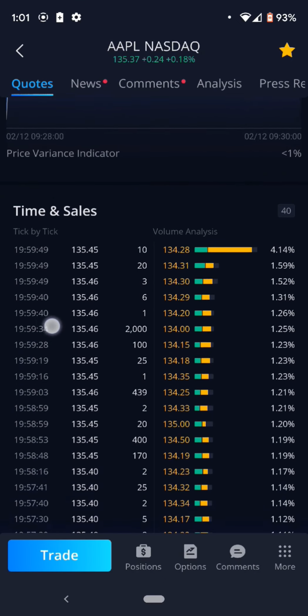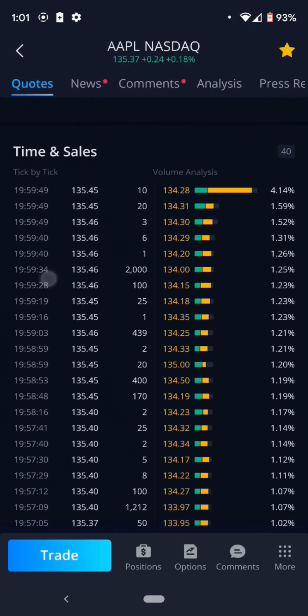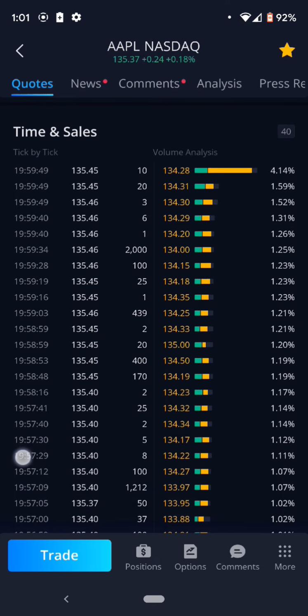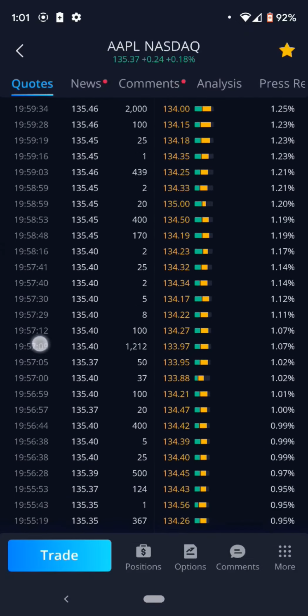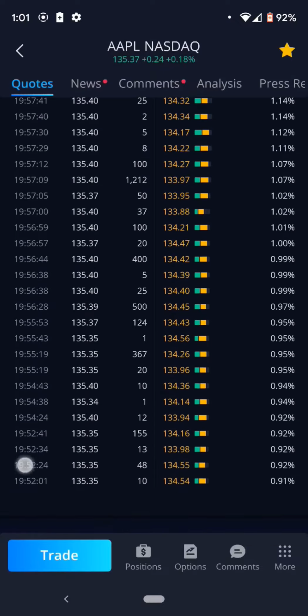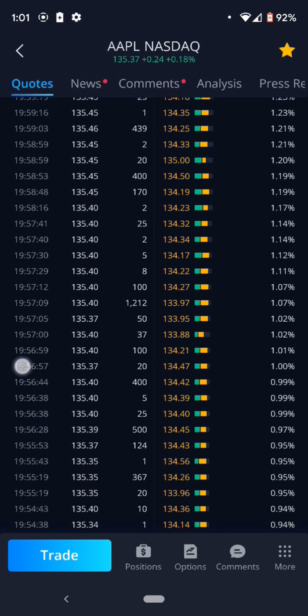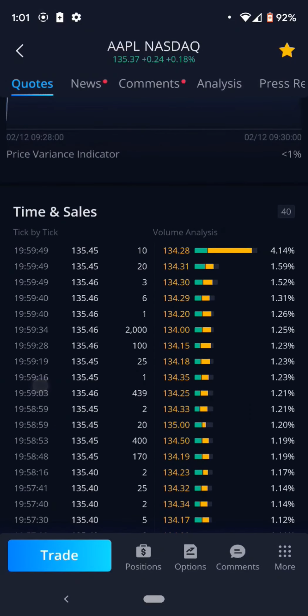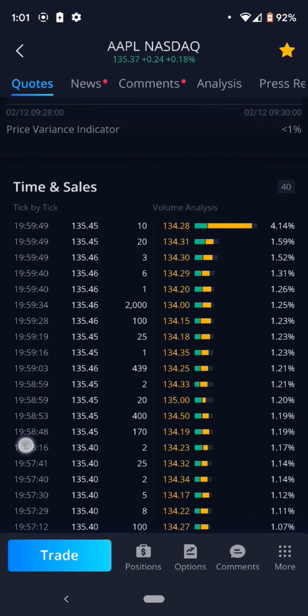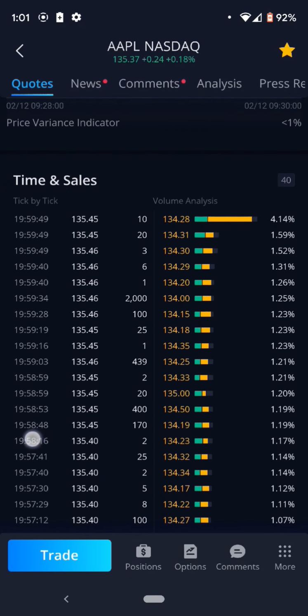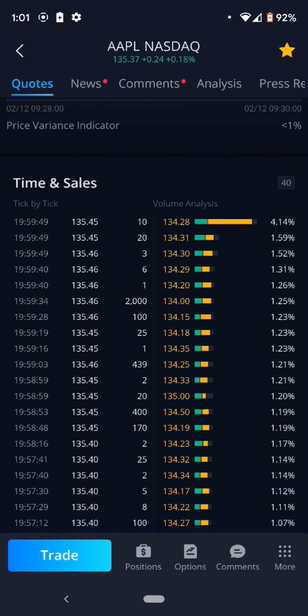And so here are the time and sales. You can see up to 40 time and sales rows, and also you can see a volume analysis chart, which is really helpful because it tells you a lot about the psychology behind the shares. So if it's trading at 135.37, it's above this really big sell bar of 134.28. Because it's above that, I interpret that as a buy signal. So that's good information to have.